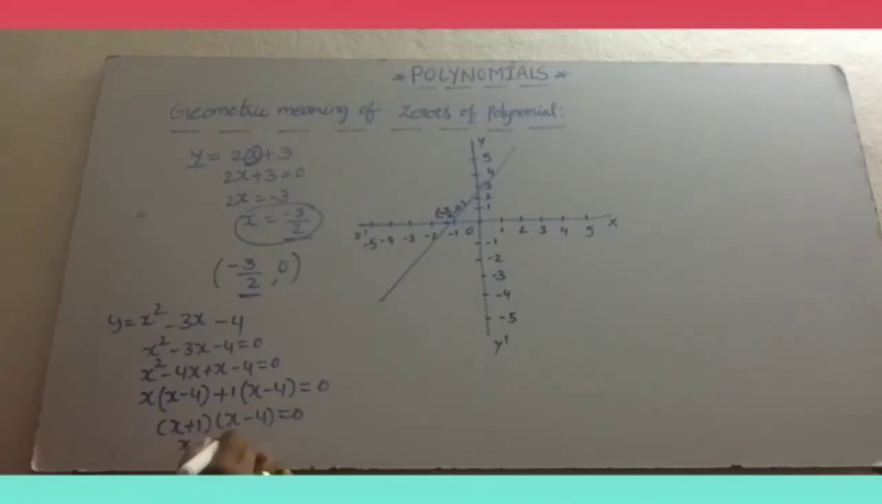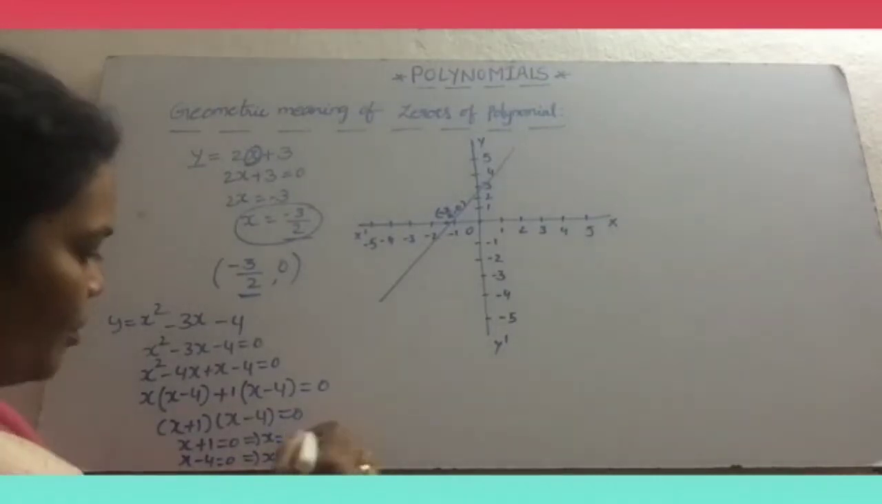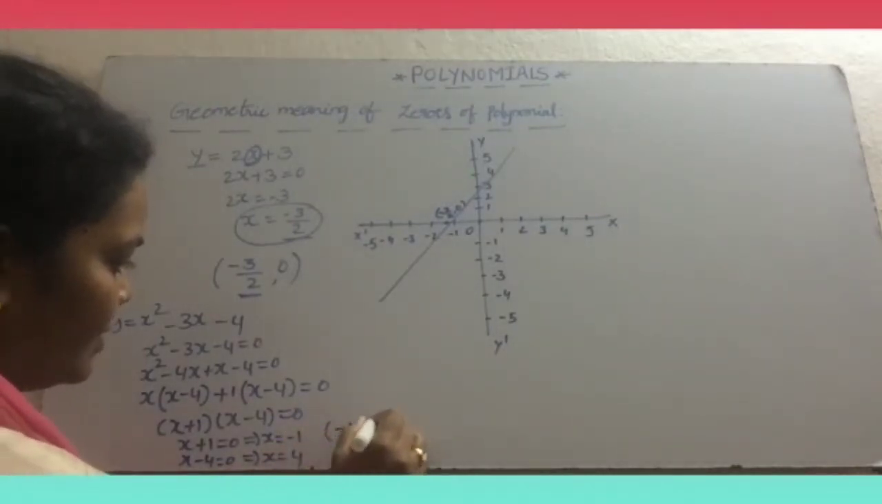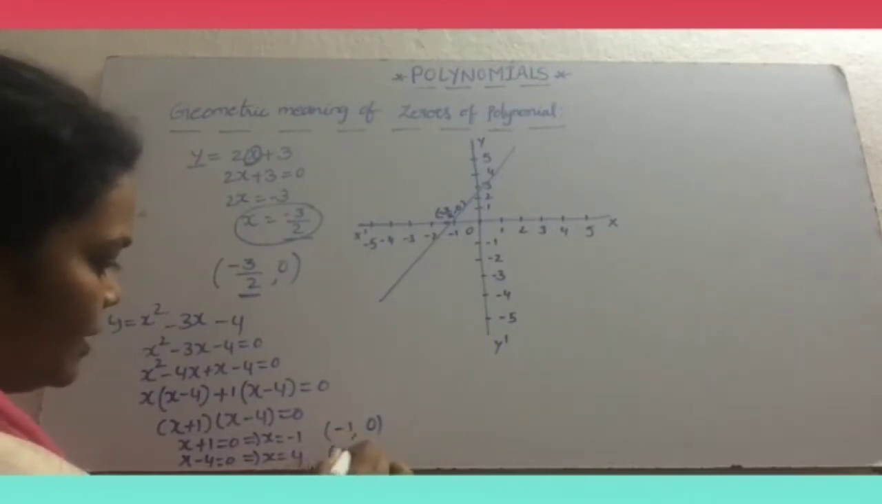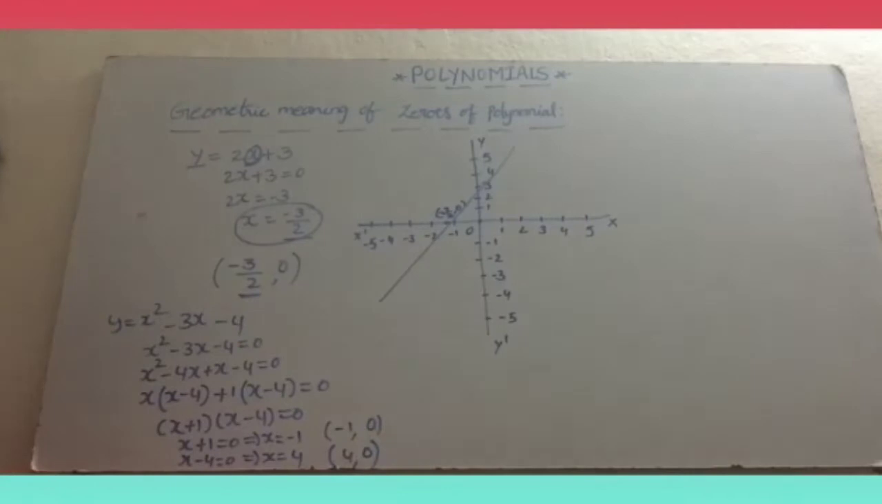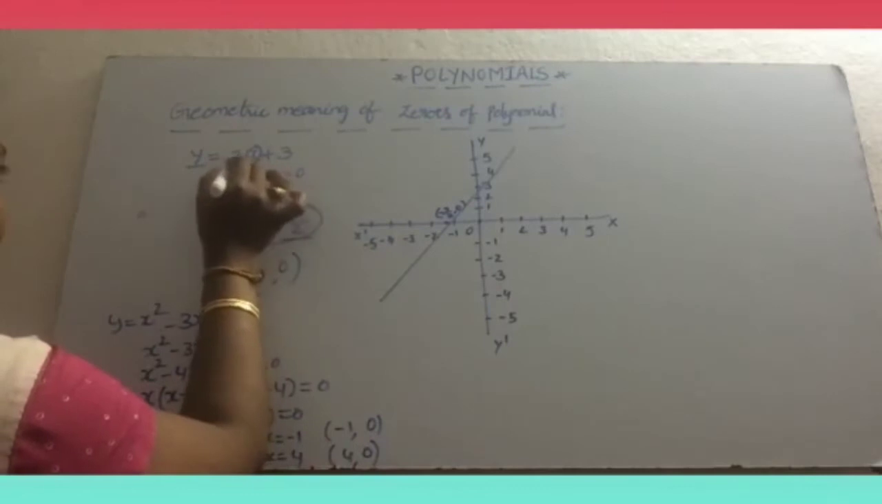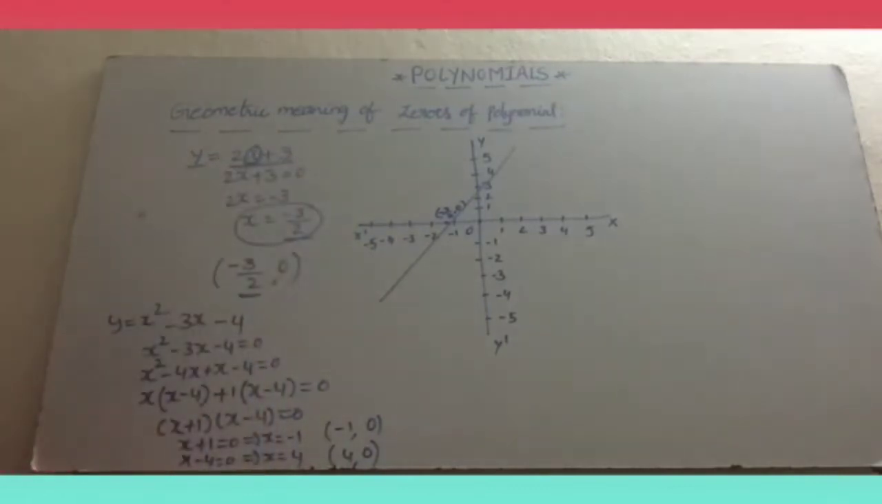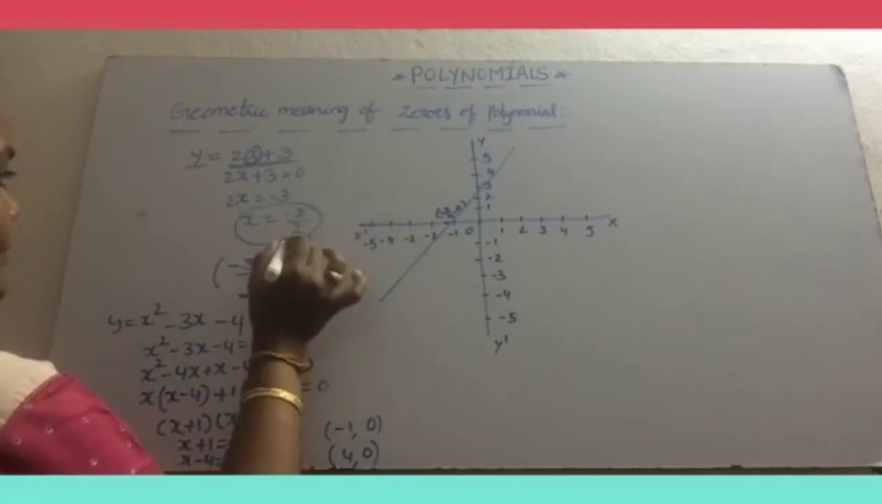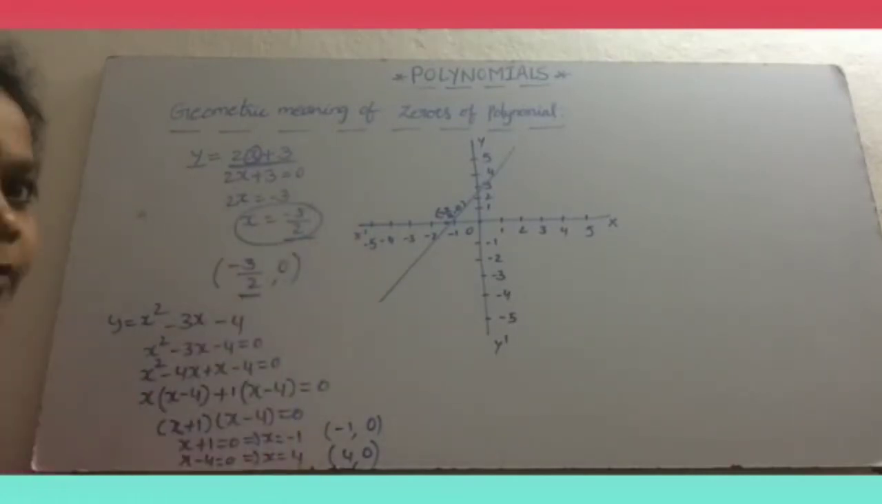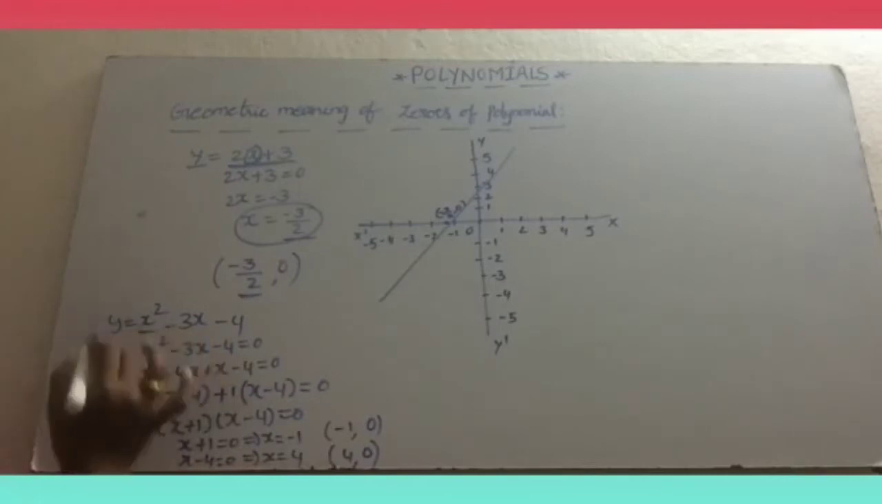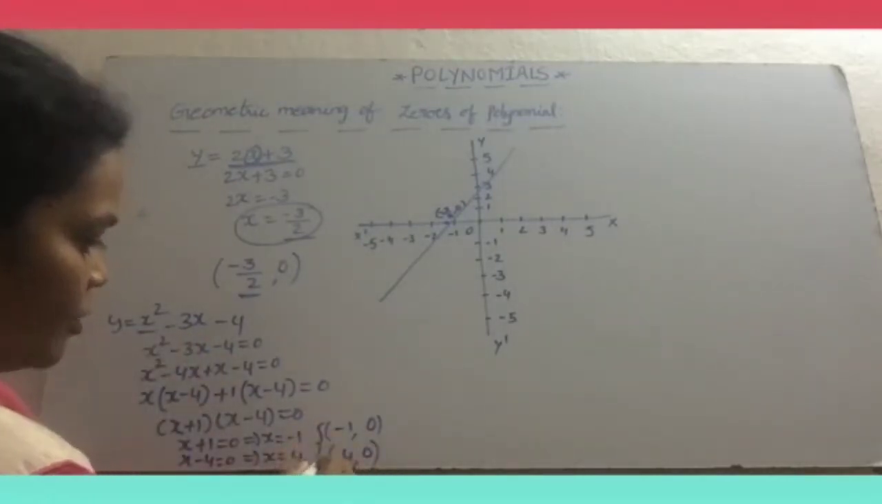So x plus 1 equal to 0, that means x equal to minus 1. x minus 4 equal to 0, that means x equal to 4. Now here the point is: x coordinate is minus 1 and y coordinate is 0, and here x coordinate is 4 and y coordinate is 0. Observe that in a linear polynomial only one zero is there, and in a quadratic polynomial we have 2 zeros.